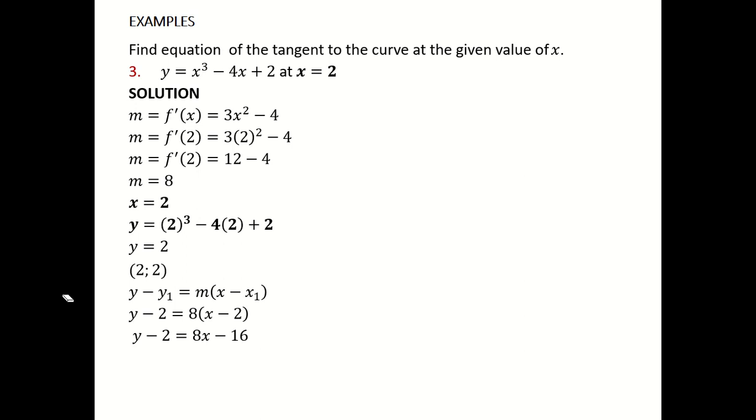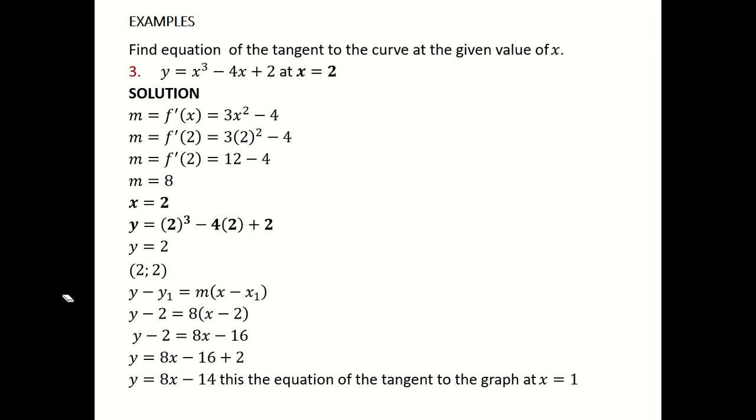Make y the subject of the formula by transposing that negative 2 to the right hand side. It will be positive. So on the right hand side, you will have 8x minus 16 plus 2. Minus 16 plus 2 will give you minus 14. And this is the equation of the tangent to the graph at x is equals to 1. The fourth example.